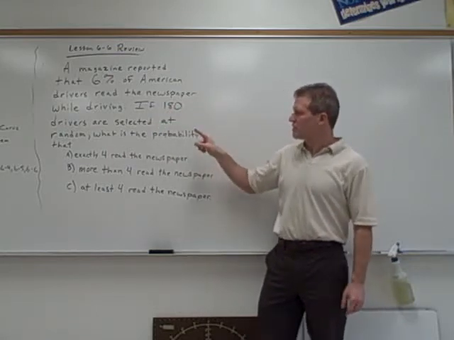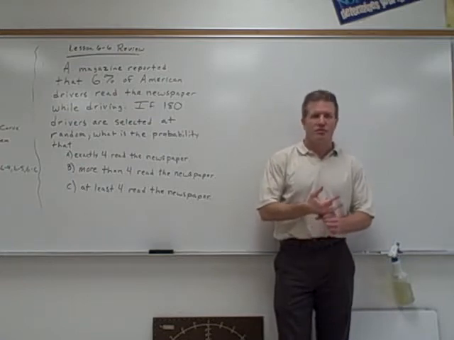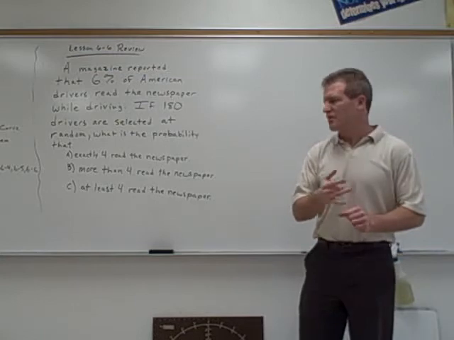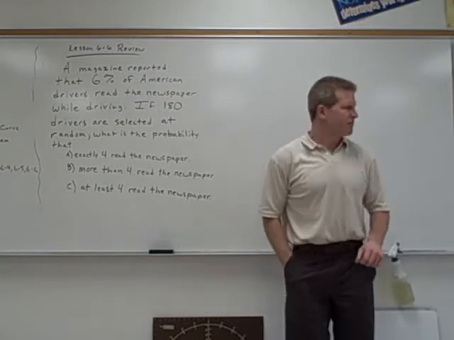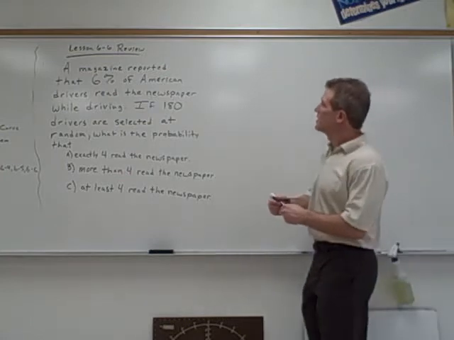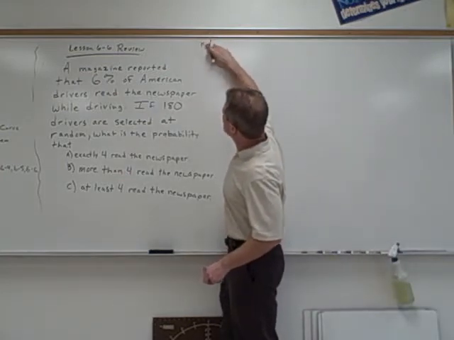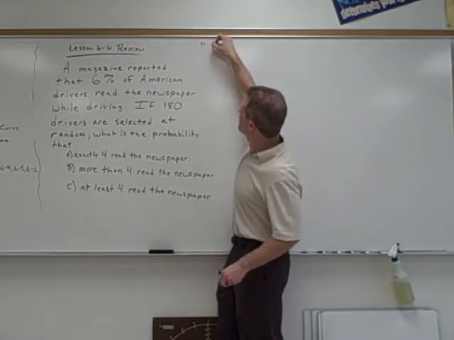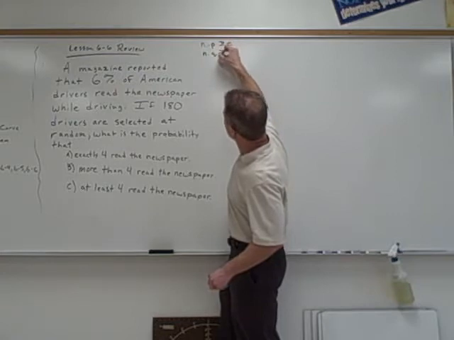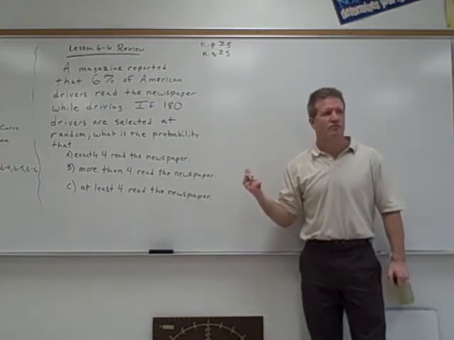So another way you can solve these problems, other than the binomial probability formula, is to use a normal curve. But you can only use the normal curve if certain conditions are met. Those conditions are that n times p has to be greater than or equal to 5, and n times q has to be greater than or equal to 5. If both of those are not greater than or equal to 5, then you cannot use the normal curve.